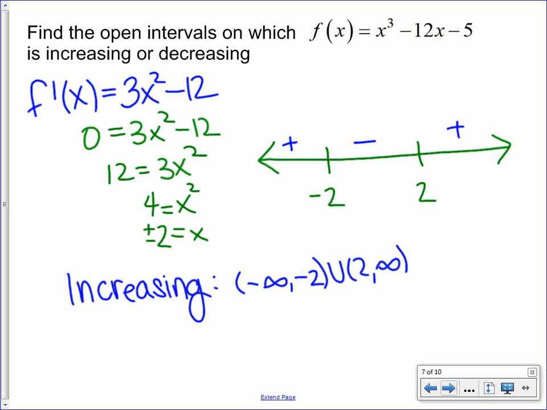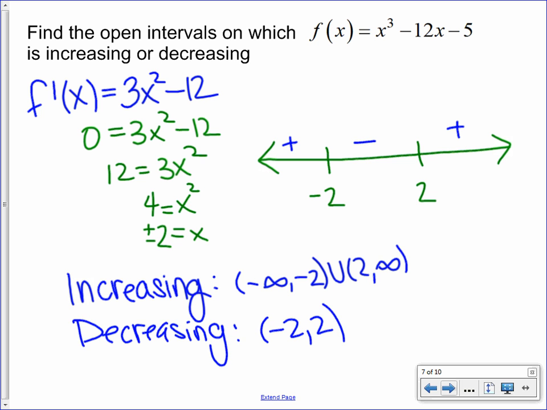Okay. And where are we decreasing? -2 to 2 because our derivative is negative. If you are ever asked to justify increasing or decreasing, you better tell me about the sign value of the derivative. If you are decreasing, that means your derivative is negative.